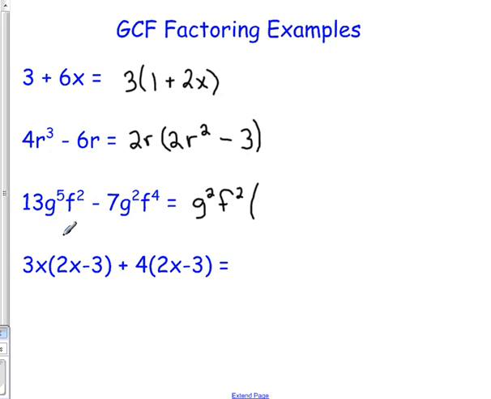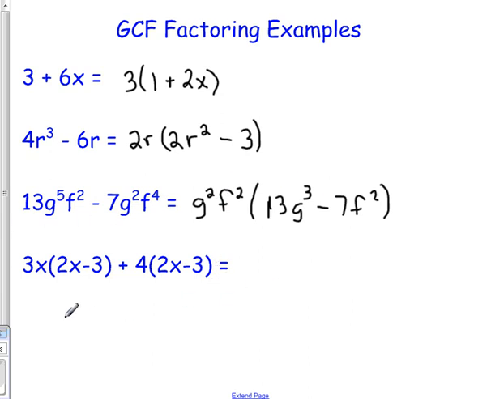So if we do that, if we take out a g squared here, we're left with 13g to the third. And then the f squared is gone now because we divided that out. And then over here, we get minus 7. The g squared we took out, and so that disappears, and we get f squared here. F to the fourth divided by f squared is f squared. So if we distribute this, we'll end up with the blue stuff over here.